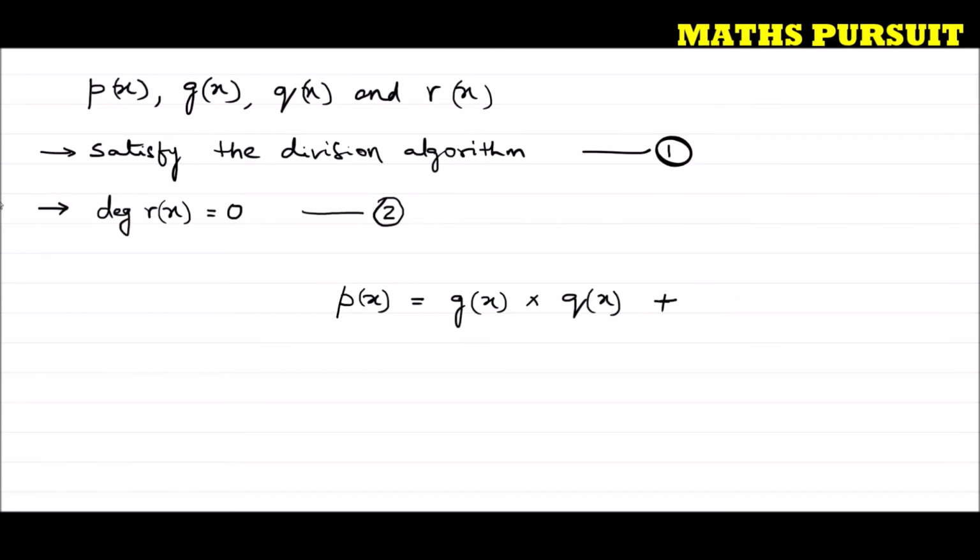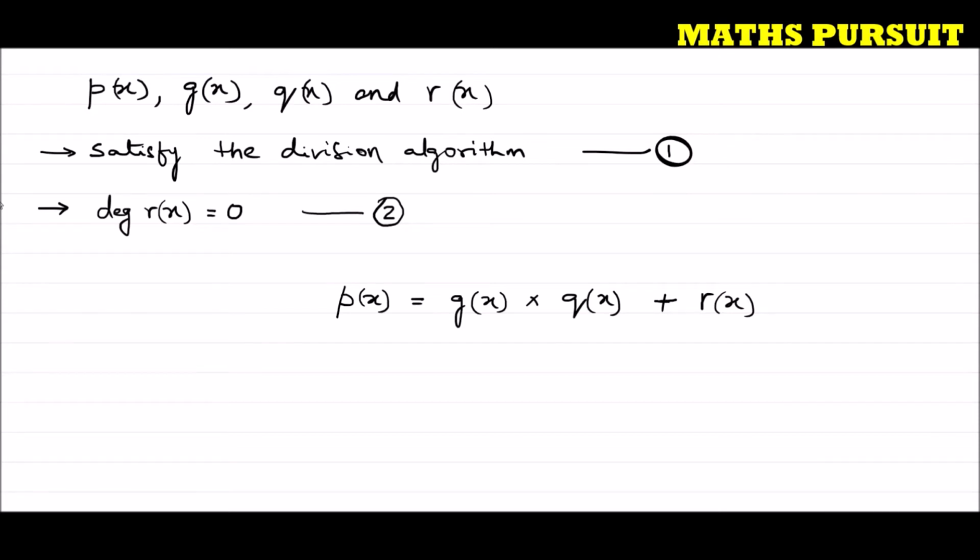Guys, this is most important. Please pay attention here: g(x) into q(x) plus r(x). This will erase all the doubts. We know that a division algorithm is always of the form p(x) is equal to g(x) into q(x) plus r(x), where p(x) is our dividend, g(x) is our divisor, q(x) is our quotient and r(x) is our remainder.